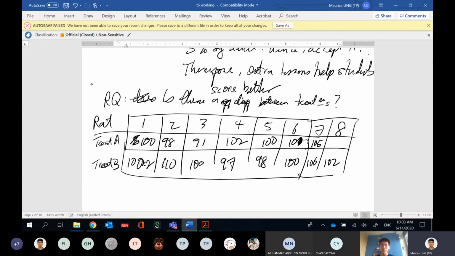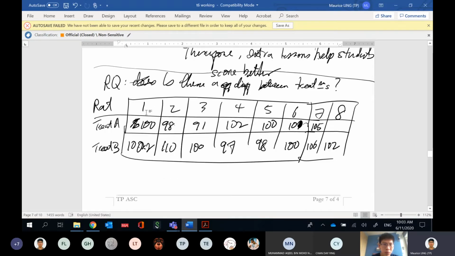Okay, this question, which test do you use? Just tell me the test you use. See whether you get it right or wrong. So let's try Tracy. Based on what you see. Is it t-test? Yes, it's t-test, but which version of t-test?